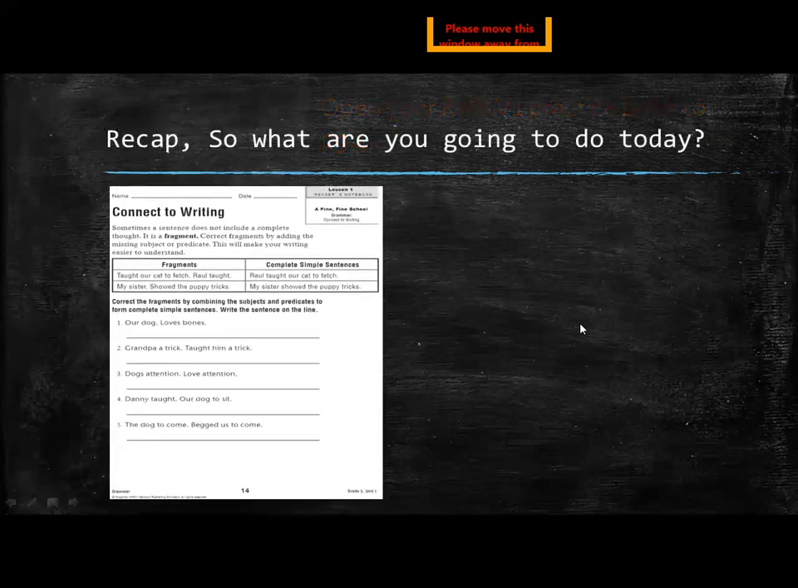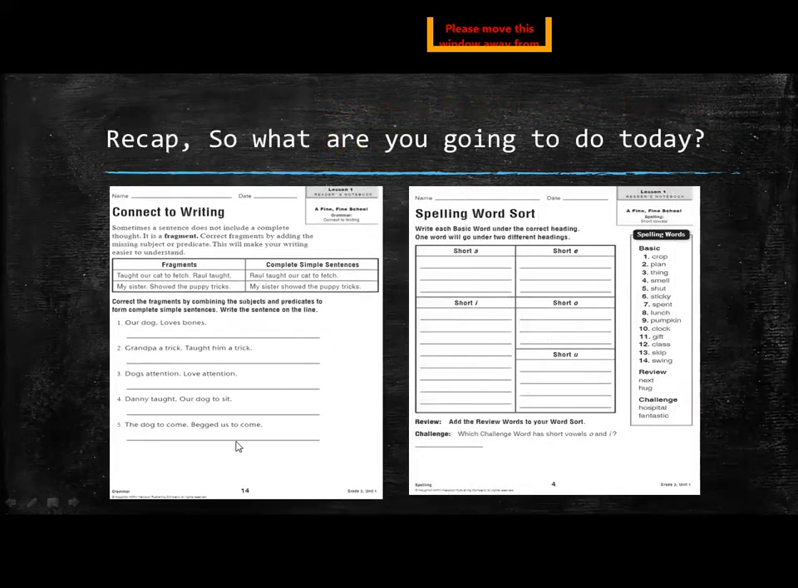Now here's a little recap. What are you going to do today? These 3 right here on page 14, and read these short E words and put them down here. And this is a challenge for you. You can read it and you can write your responses and give me a feedback.